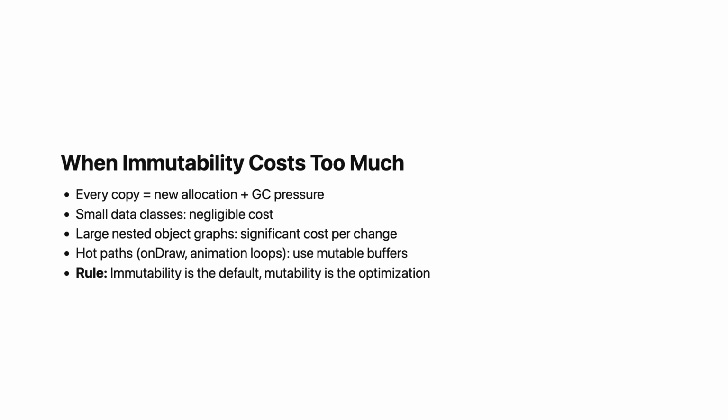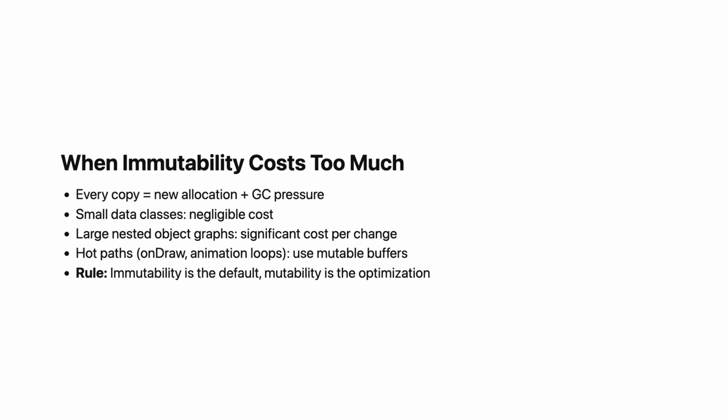Now, I need to be honest with you. Immutability is not free. Every time you create a modified copy of an object, you are allocating memory. The garbage collector has to clean up the old copies. For a simple data class with a few fields, this is negligible.